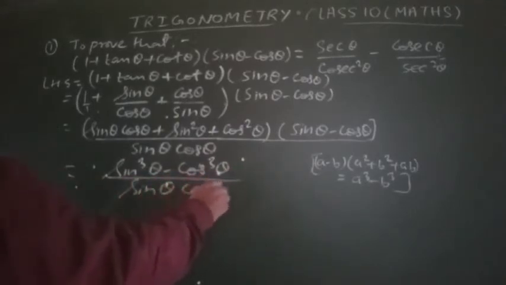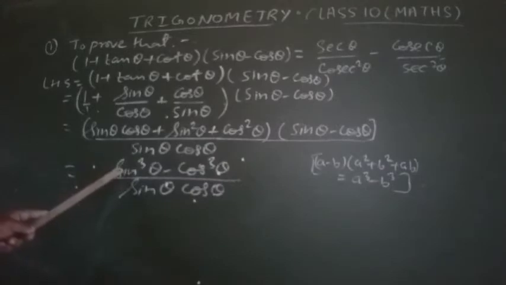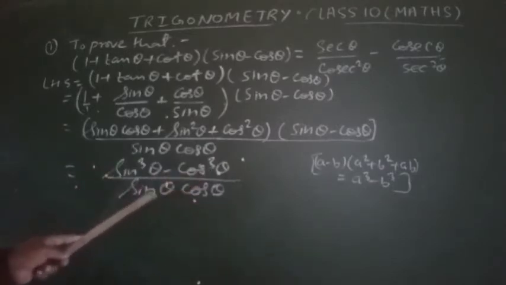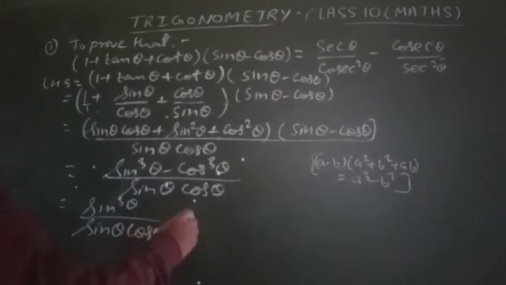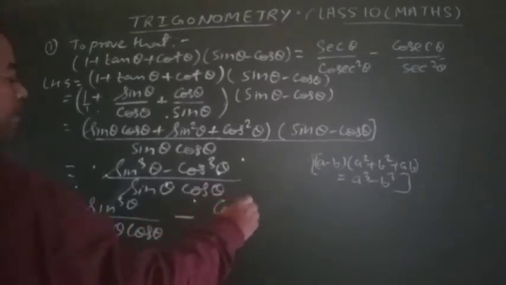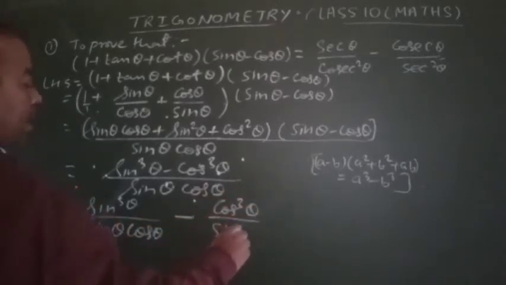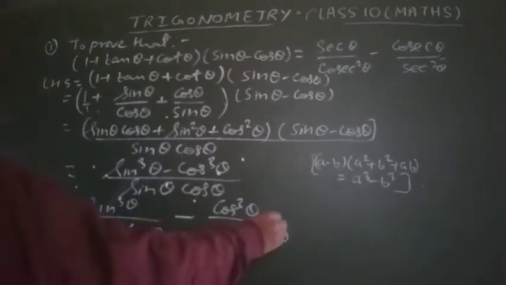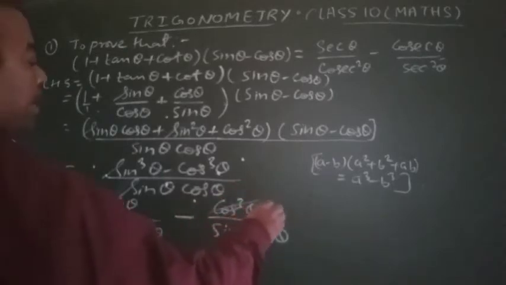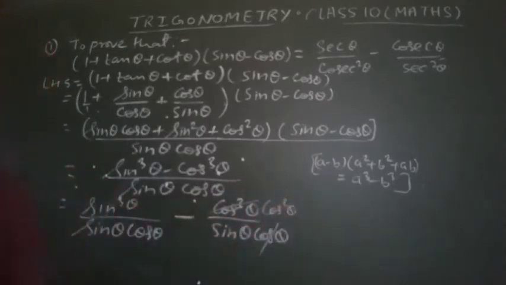Now what I will do? Sin cube θ by this, then cos cube θ by this. So look at this: sin cube θ divided by sin θ cos θ, now minus cos cube θ divided by sin θ cos θ. Now what will happen? This cos and this cos cube divide, it becomes cos square, and this sin cube divided by sin gives sin square.